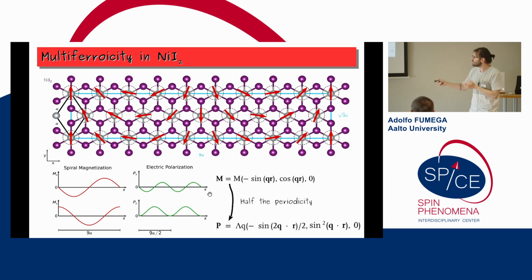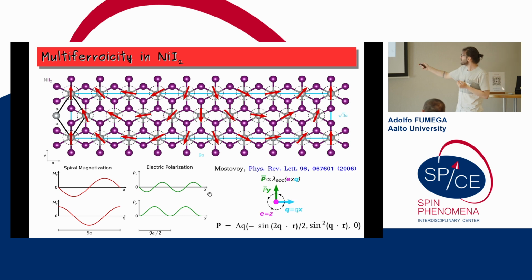So the picture now is that apart from this magnetization, we will have also an associated polarization that you can see here using that equation, that will also present a modulated behavior. But this time, the periodicity for the polarization is half of the spin spiral.